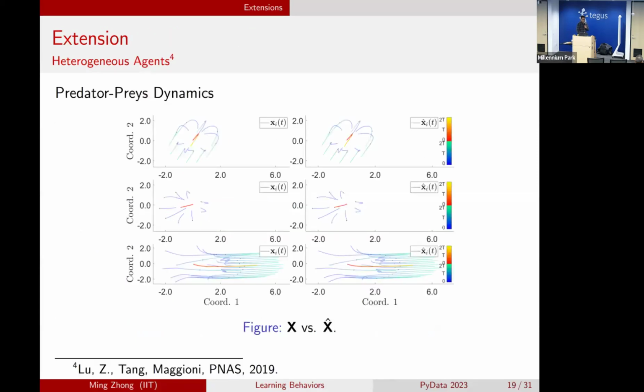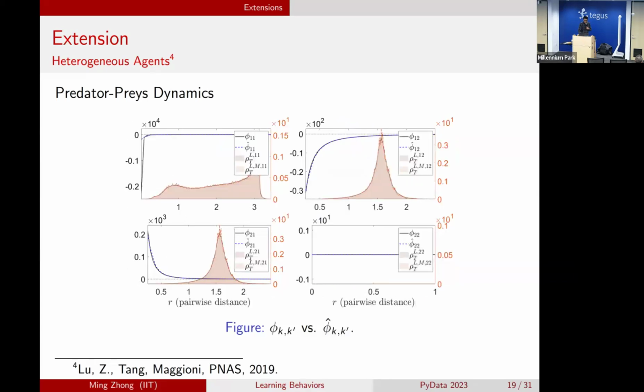Here's an example of extending this idea to predator-prey systems, where a single predator chases a group of prey. So 2 types. Again, on the left are the true dynamics, and on the right are the learned dynamics. We still preserve some of these qualitative behaviors and have relative accuracy good enough to predict into a long time. Because you have 2 types, you have a total of 4 different interactions.